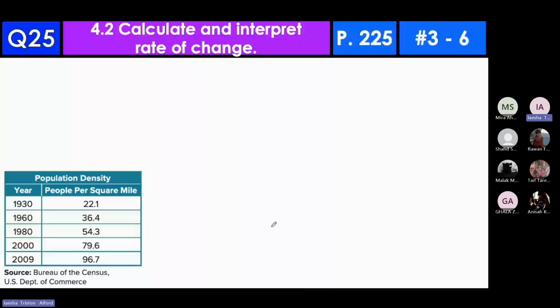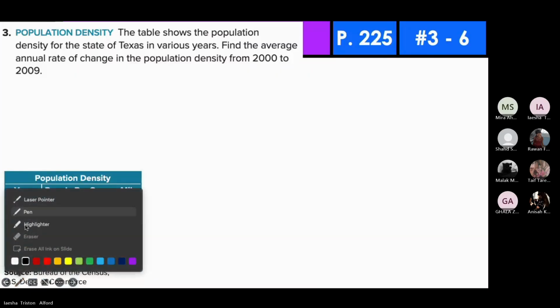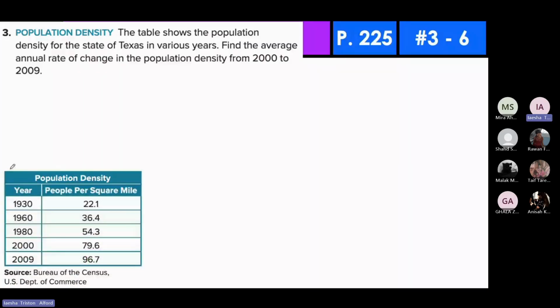So this is question number 3 from the workbook. They give you this table. Make sure you read what they want. You can't choose any number, you have to read. It says find the average annual rate of change in the population density from 2000 to 2009. So we must choose 2000 as x1 and 2009 as x2. Everybody understand? You have to read what they want. It's okay?